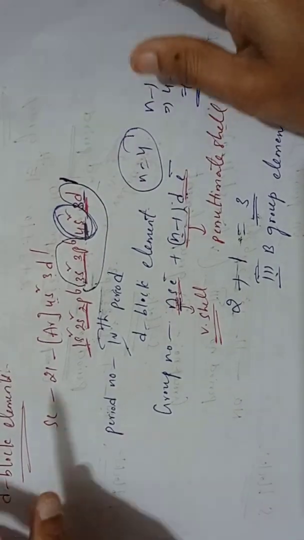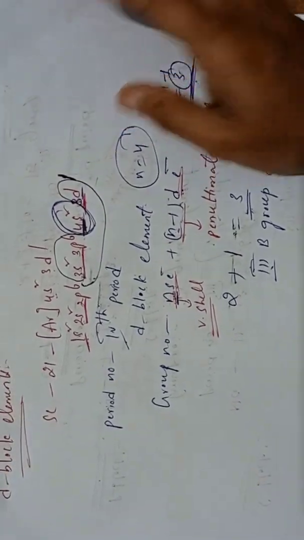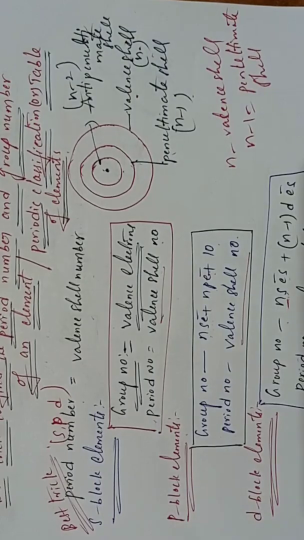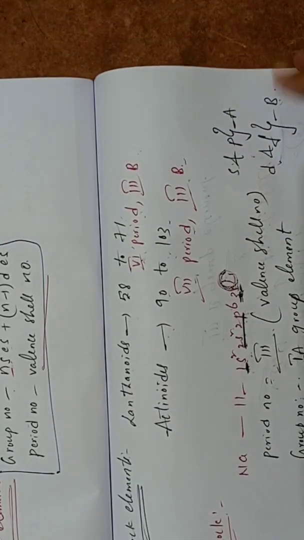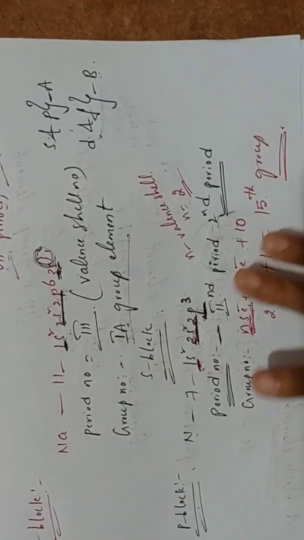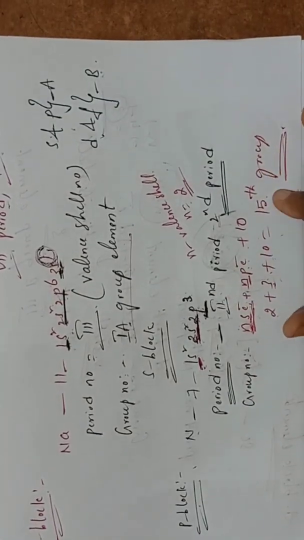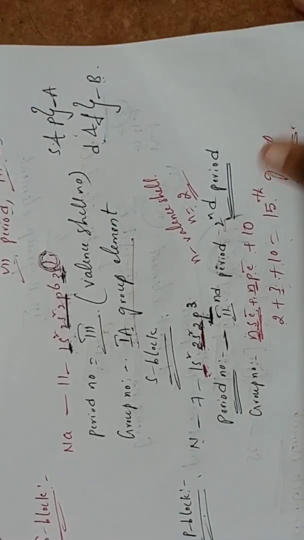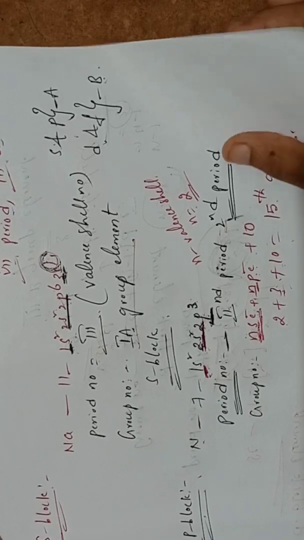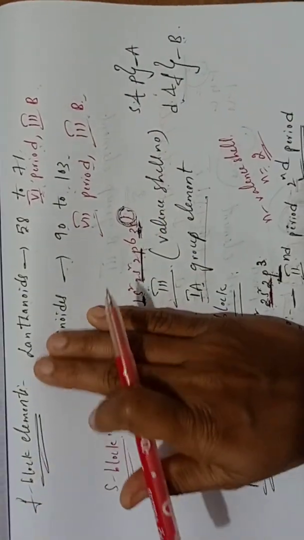Understanding, students? When you write the group number, you have to mention either A or B. S and P block elements belong to A group. D and F block elements belong to B group. Are you clear? For P block elements, nitrogen is which group? 15th group. So directly you can write 15th group. Here you need not mention either A or B, students. Directly you can write. Okay, thank you, students.